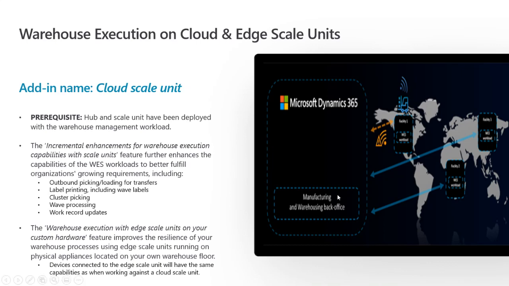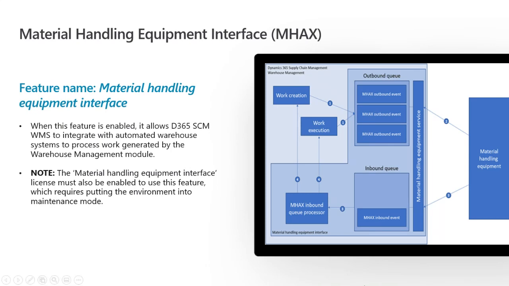All right. Another question somewhat related to this, and that is related to the MHAX feature. Does that also work in a somewhat related offline fashion with the WES functionality, or does MHAX require a constant connection to the main F&O instance at all times for the MHAX functionality to work? Just in terms of if a production site or a warehouse site were to go down or lose internet connection to the main Azure, and they have, let's say, an edge scale unit, would MHAX still work, or would that go offline?